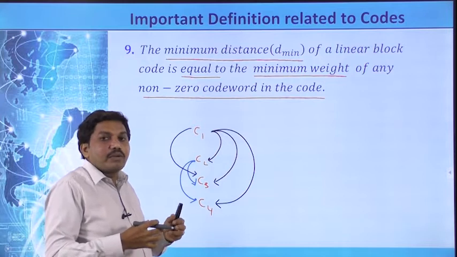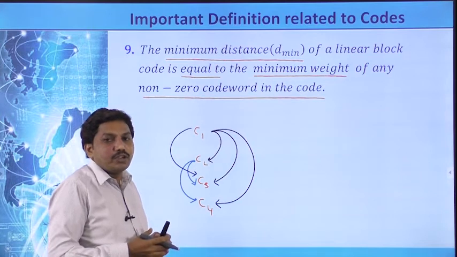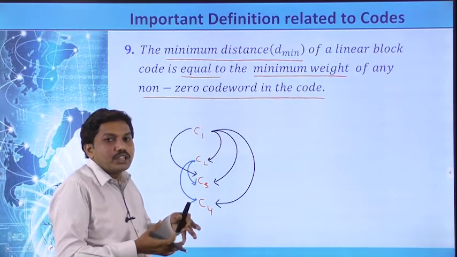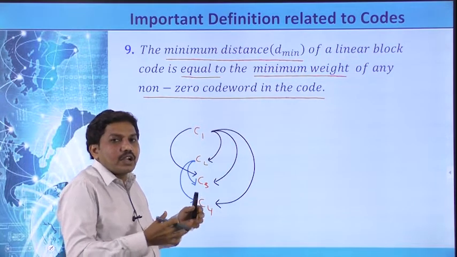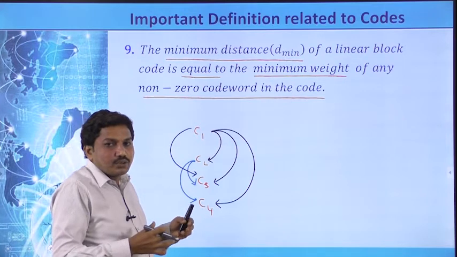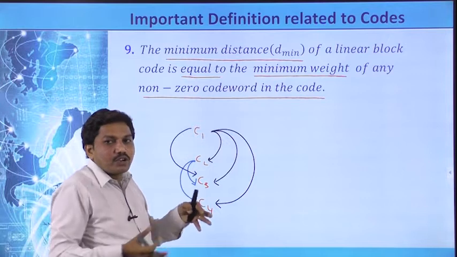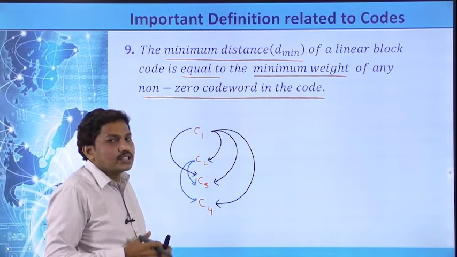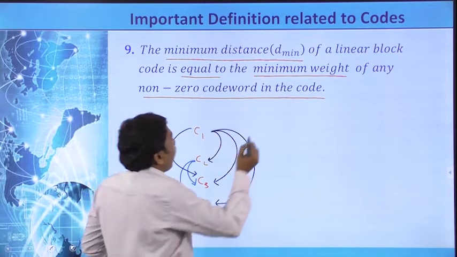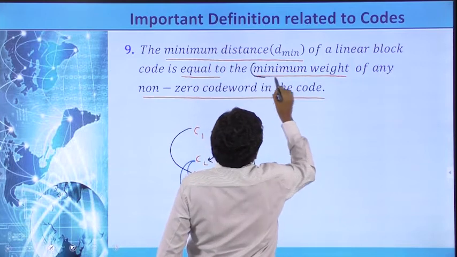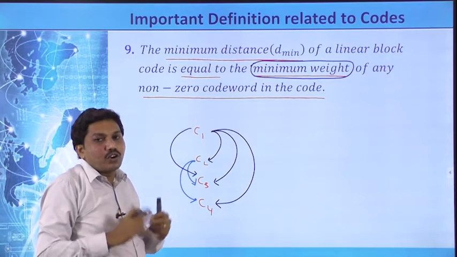For example, if the number of code words is 16, it is very difficult to calculate the minimum Hamming distance between pairs of code words by using Hamming distance calculations, because we want to check all the possible combinations. So instead of calculating the Hamming distance between any pair of code words, the simple way is: the minimum Hamming distance in a linear block code is always equal to the minimum weight of any non-zero code word.